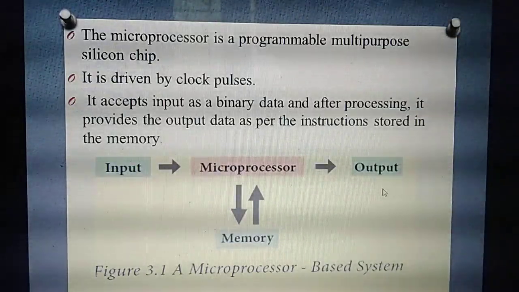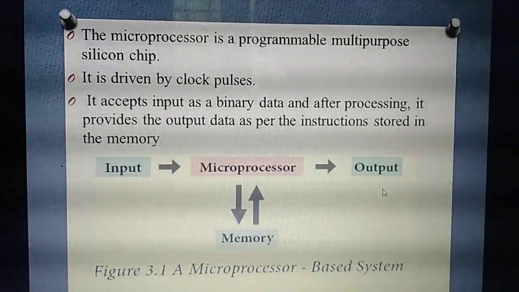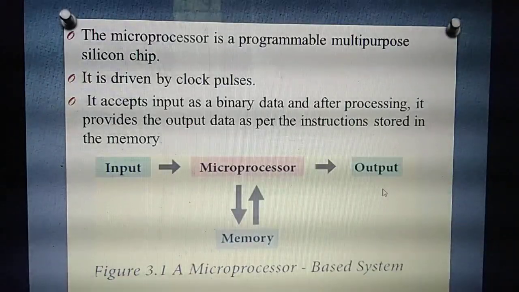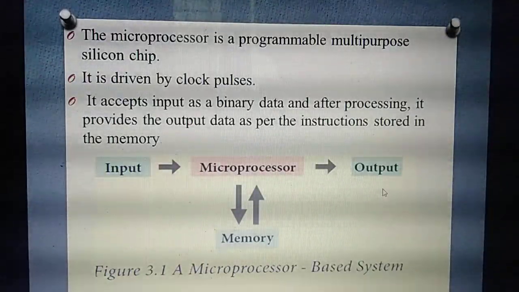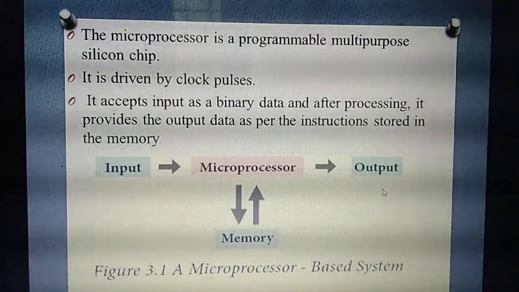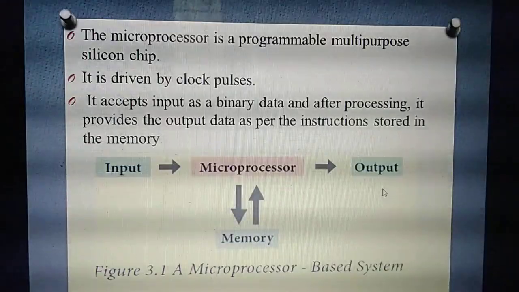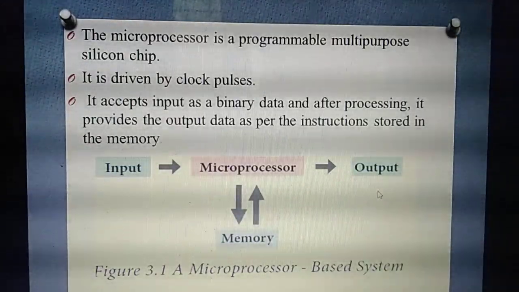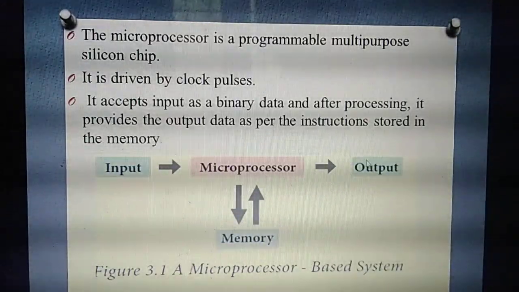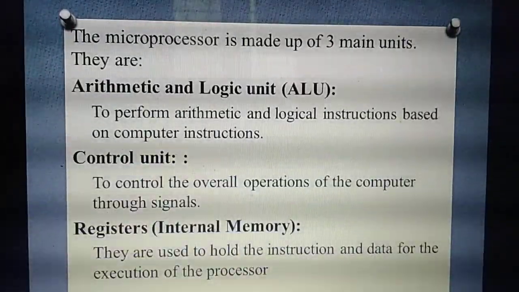So for this input, processing, output, let me give one example. We are taking classes for you. That's the input we are giving by means of teaching. What do you mean by processing? You need to listen to the class, understand, then study. What's the output? We are expecting better results or good marks from it. That's the output. Understand? Yes.